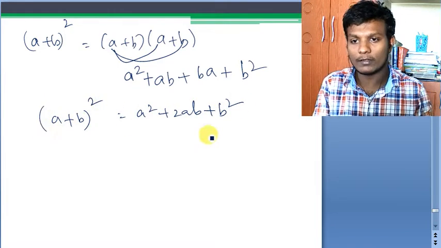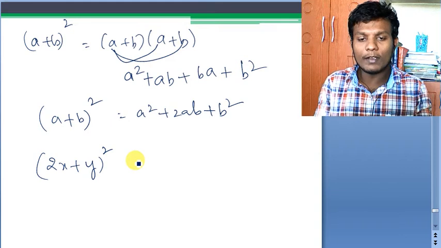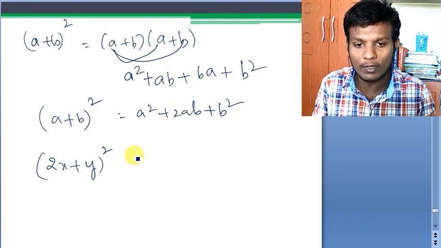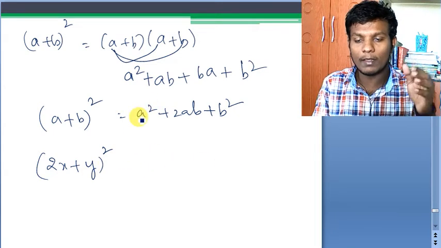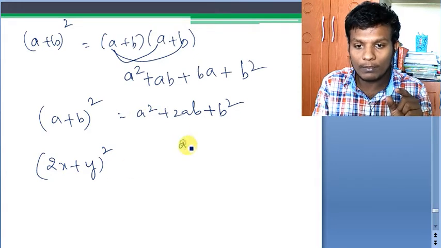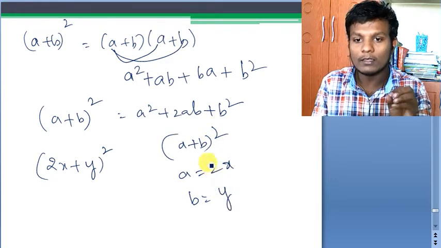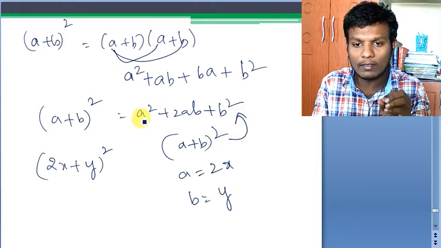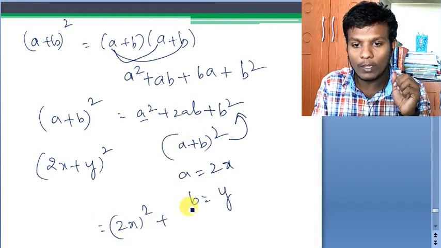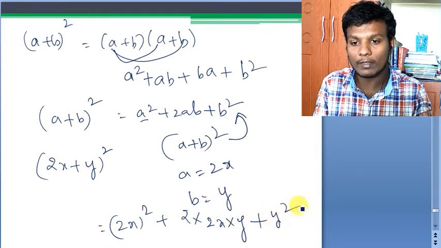But why should we learn this? Suppose I have 2x plus y whole square. I can't write these brackets together and multiply every time. For that reason, I will just keep in mind the basic identity and look at the expression to identify it. It is in the form of a plus b whole square, where a is equal to 2x and b is equal to y. Then I know this expansion, and wherever I see a, I will keep 2x. This will become 2x whole square, and 2ab, 2 into 2x into y, plus b square, which is y square.